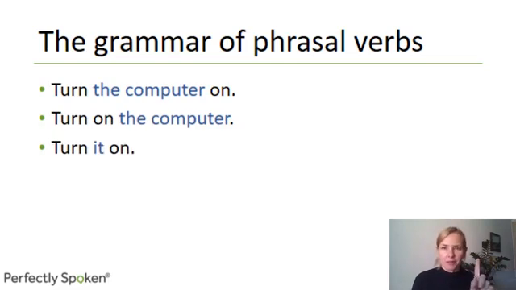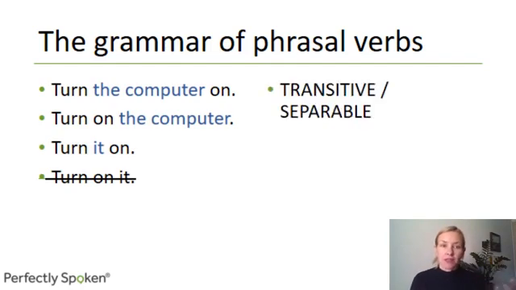Fine. However, do you remember I said when I was doing this with the stereo, it was turn it on, turn it off. Okay, so when you're using the object pronoun, you must put it in the middle if it's separable. Okay, so turn on it is not possible. Sounds really, really strange. Okay, so here we've got a transitive verb, means it takes an object, and it's separable.